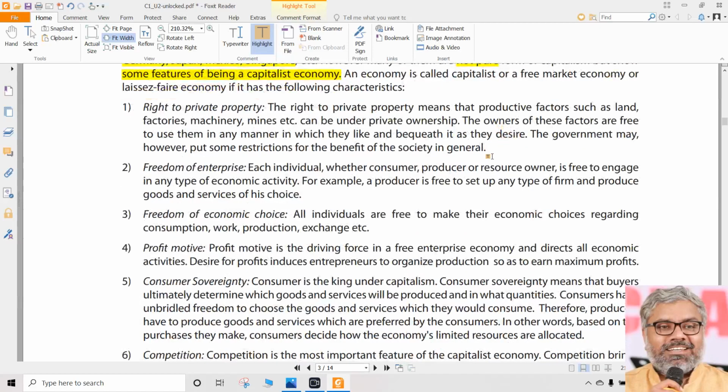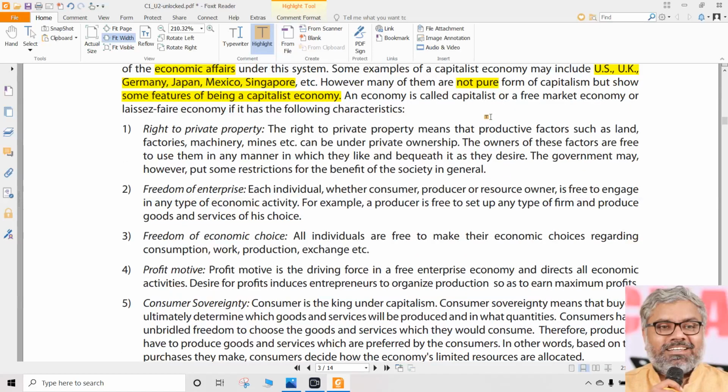But there are some other names you should remember in relation to a capitalist economy. We call this a capitalist economy. Another name for this is a free market economy, and very important, another Latin word is laissez-faire economy. So whichever word is used in the questions, you should be able to identify them. Capitalist economy or a free market economy or a laissez-faire economy, this is a Latin word.